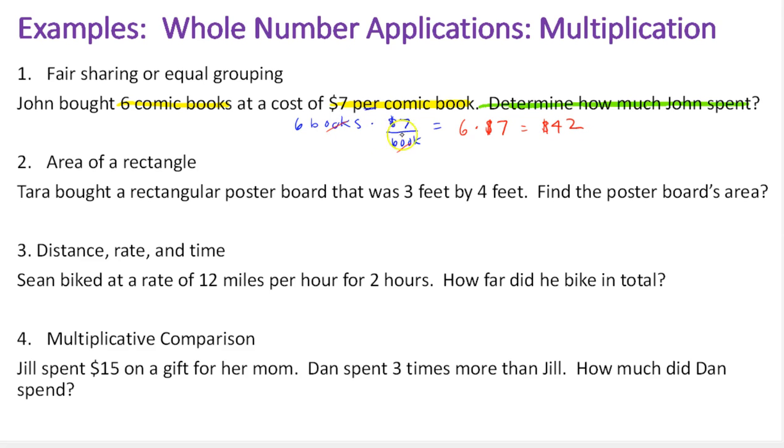You can think of this also as repeated addition, that you have 6 copies of $7, so you want to add $7 6 times: 1, 2, 3, 4, 5, 6. And adding 7 6 times is the same as 6 times 7.